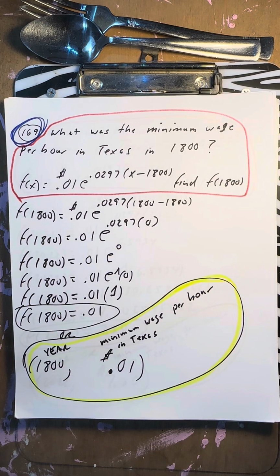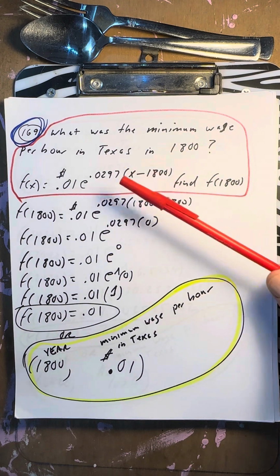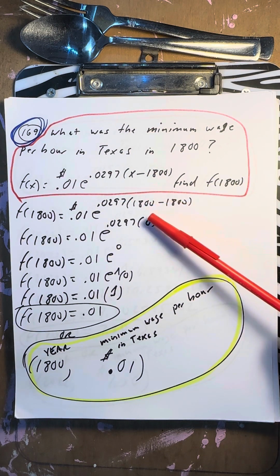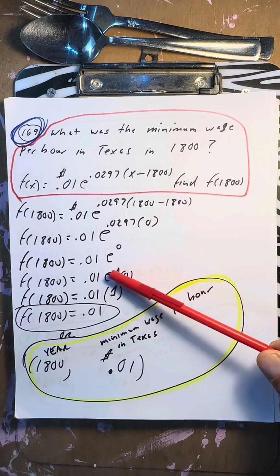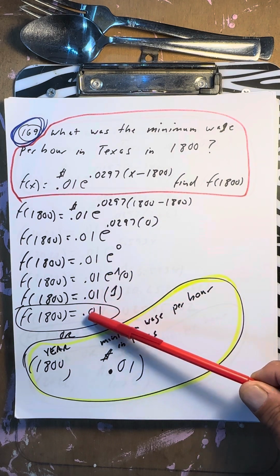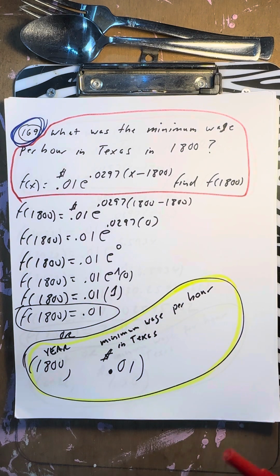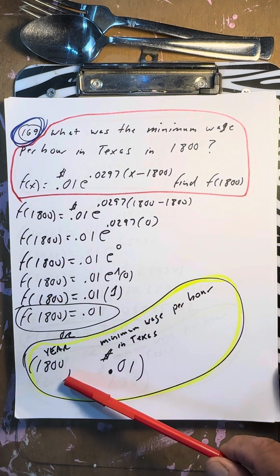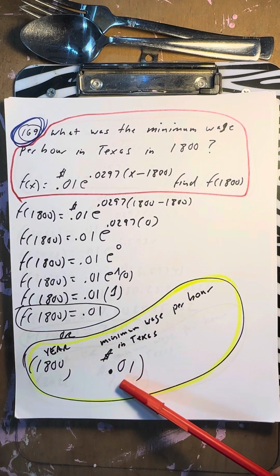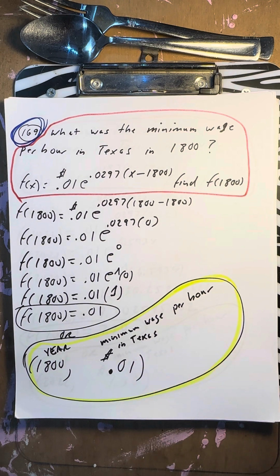What was the minimum wage per hour in Texas in the year 1800? Here's our function. Find f of 1800. 1800 minus 1800 is 0, and 0 times that is 0. E to the 0 is 1. This number here is 0.01. So in the year 1800, the minimum wage per hour in Texas was 1 cent per hour. Every hour you work, you get 1 cent. You work 8 hours, you get 8 cents. 10 hours, you get 10 cents. In 1800.